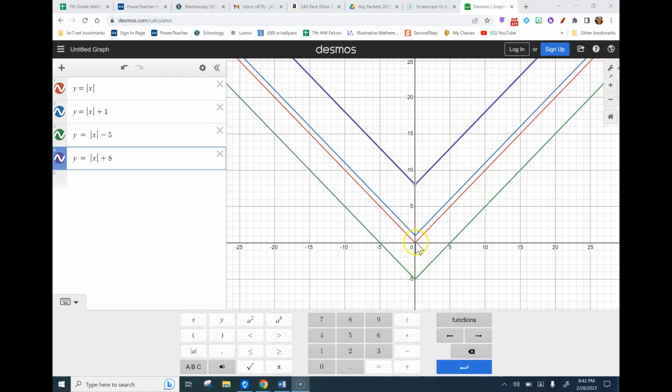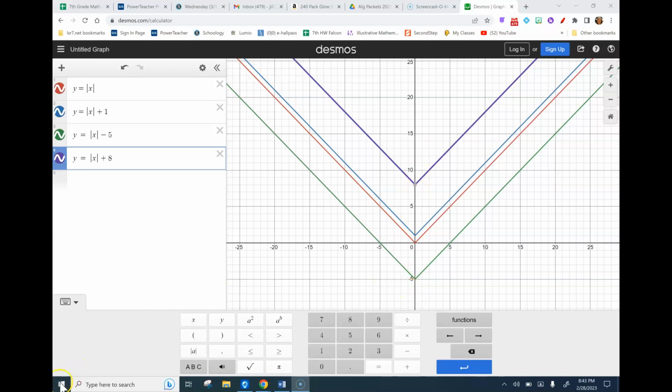Okay, see how the vertex here is 0, 0. Here it's 0, 1. Here it is 0, 8. Oh, and look, it even shows up with a little ordered pair. And of course, 0, -5 down here for the green one. So your vertex changes. What about your domain? Is there any restriction on my x value? Nope. What about my y value? Well, yeah, of course it changed. Because look, on my red graph, it went from 0 on up. On my blue one, it went from 1 on up. On my green one, it went from -5 on up. So your domain and your range changes.